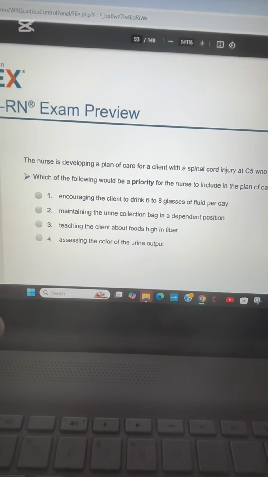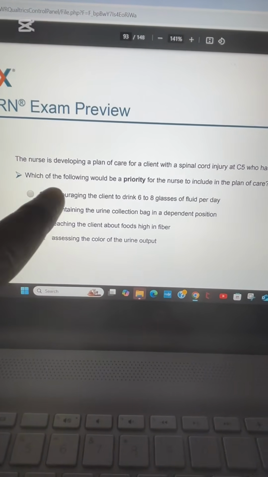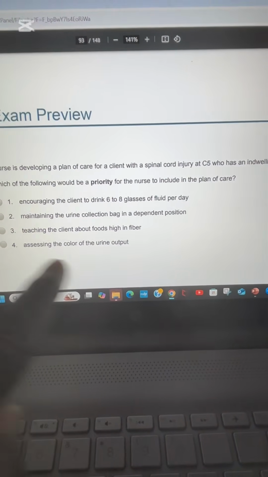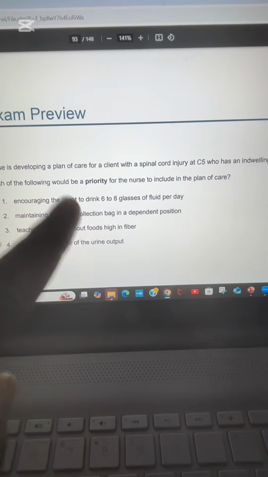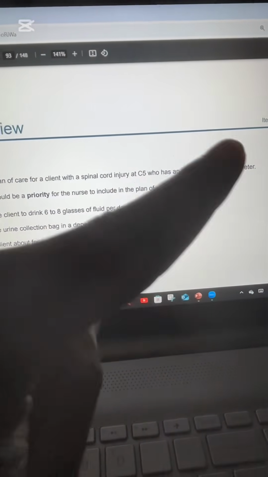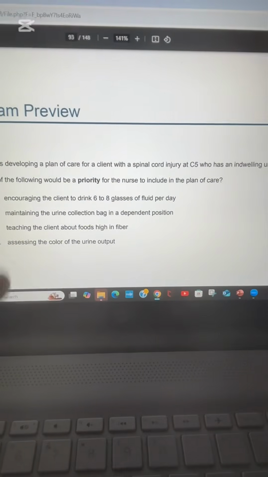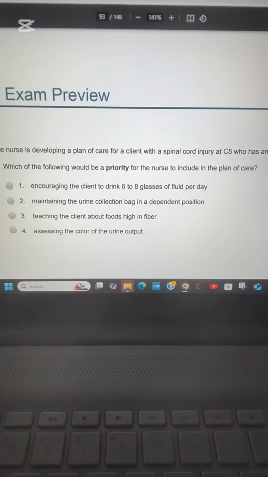Now, the examiner is asking which of the following would be priority for the nurse to include in the plan of care. So I know every answer here is correct based on the condition, but guess what? Based on the focus, all the answers will not be correct. More than one answer might be correct based on the focus, but all the answers are not going to be correct. Now, let us do this question together.